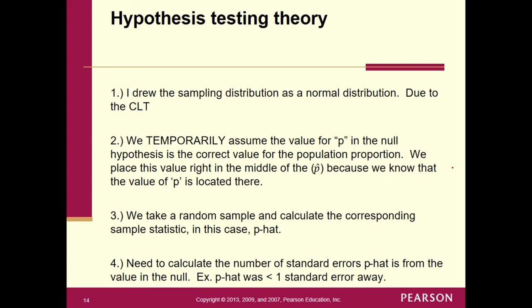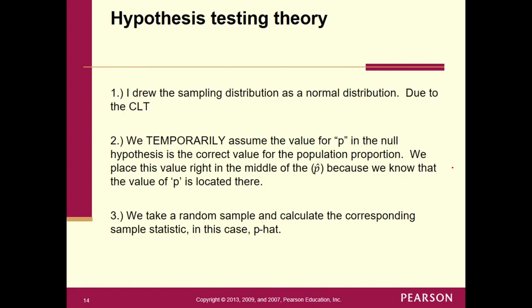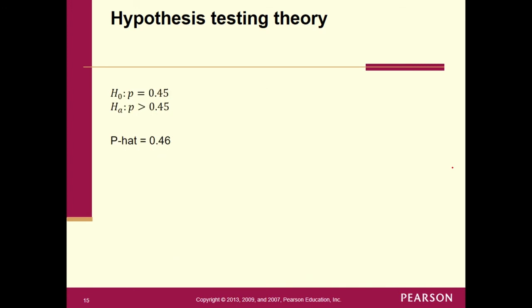Maybe in our example, p hat is pretty close to the value in the null. So maybe p hat was less than 1 standard error away, or right around 1 standard error away. So we've got to figure out what to do when p hat is really far away from the value in the null, or when it's really close. Okay, so let's say that p hat turned out to be 0.46 in that situation.